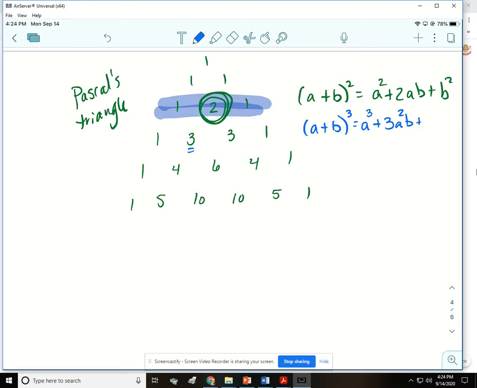All right, and then our next term, we have the 3. The a drops down, the b goes up. All right, and the next term is a 1. The a drops down to no a. The b jumps up to b cubed. All right, so we need that to be able to do the next problem.